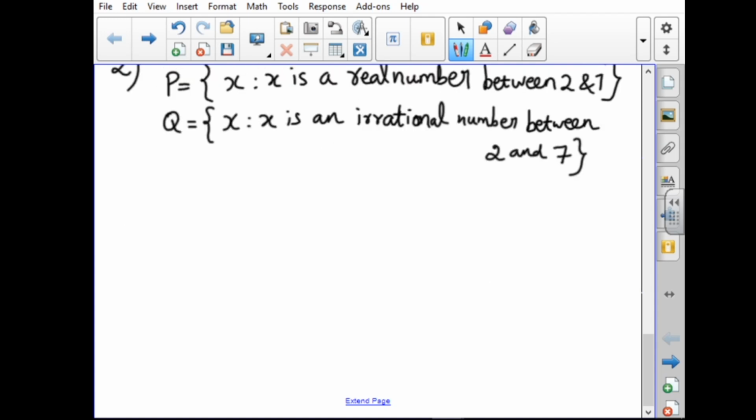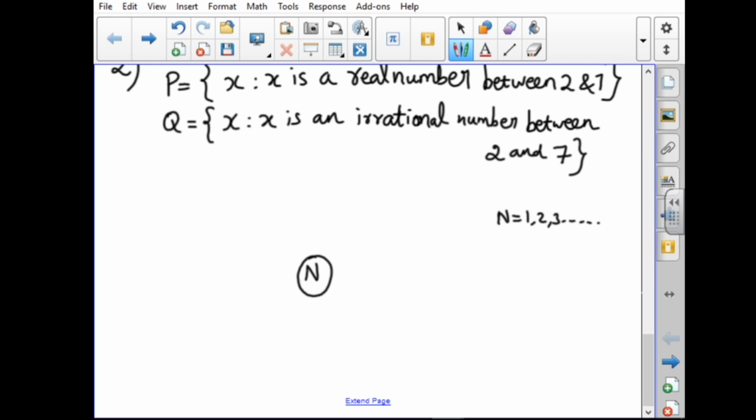Okay. Before starting the sum, we should know about the concept of real numbers. Then only we can understand the sum clearly. So real numbers means, first we should know about that. See, these are natural numbers. Natural numbers means it started from 1, 2, 3 and so on.